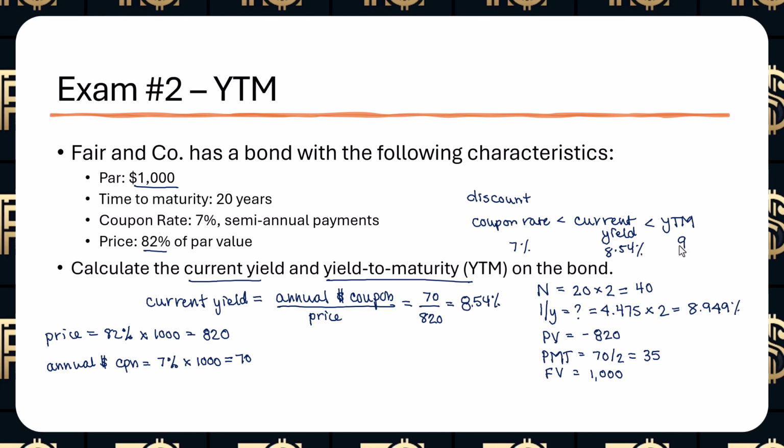And it is greater than the current yield. So if you forgot to multiply by 2, if you looked at this relationship at the top here, coupon rate must be less than the current yield, which must be less than the yield to maturity, we would know that something was off because that yield to maturity has to be greater than the current yield.